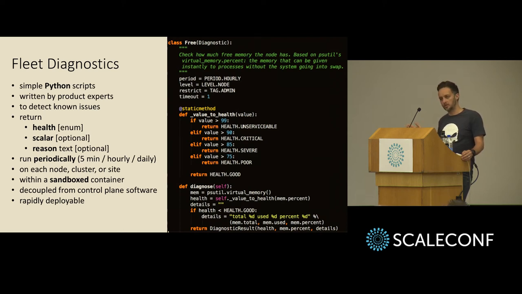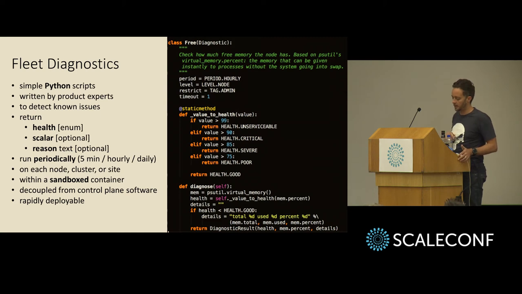We sandbox with C groups just to make sure that the script that is being run doesn't interfere with the thing it's trying to measure. The other thing is this is completely decoupled from the rest of our control plane. It's got its own repo. It's got its own Jenkins deployment platform. We can rapidly develop it and integrate it with sites as we detect new failure cases that we want to measure. So I'll just step through how to make one of these things quickly.